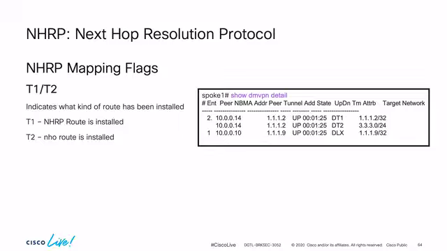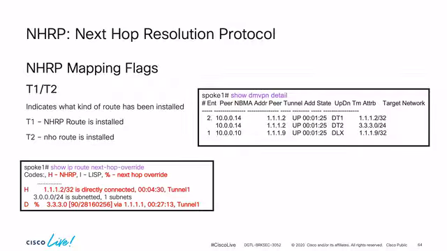Sure. So you can actually use the command show ip next hop override to take a look at all of these routes which have got installed in the routing table. So in this particular case, we see the next hop override route, which is matching with the 3.3.3.0 network, versus the NHRP route, which is a T1 route, which has also got installed, which is the 1.1.1.2.